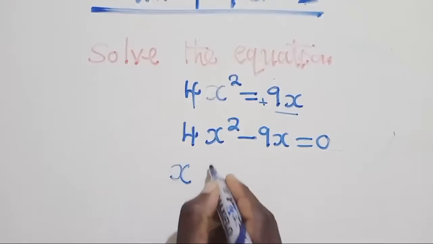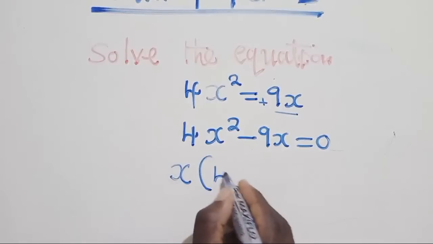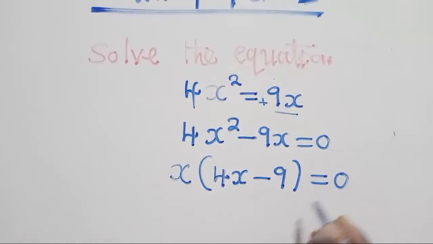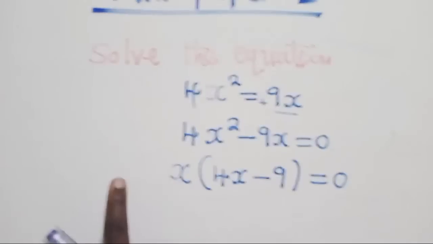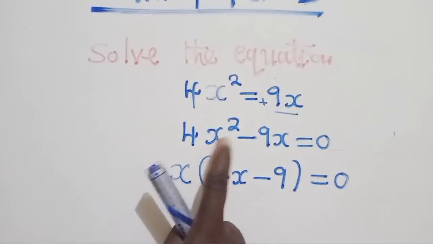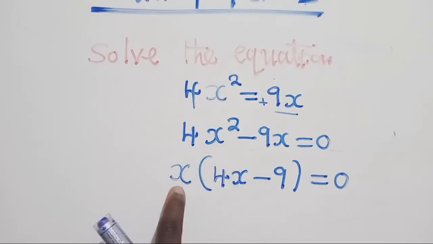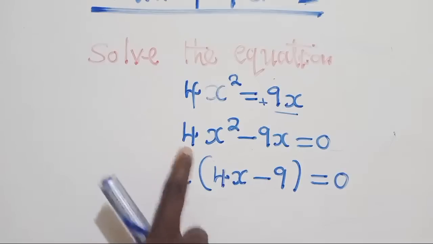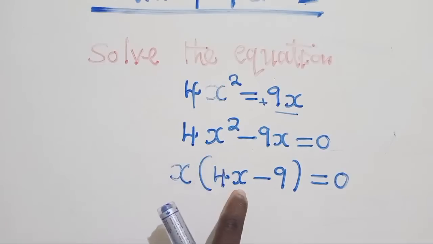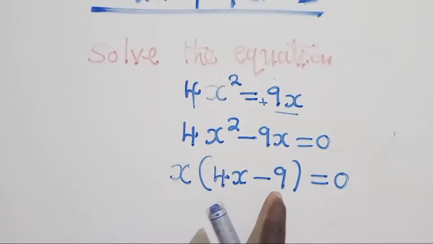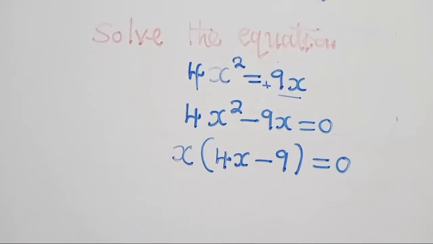The next thing, use the idea of factorization. So we have x, open bracket, 4x minus 9, close bracket, is equal to 0. Hopefully you can see x outside the brackets. There are two x's here. This power 2 shows that there are two x's. So one x is out here. You shall remain with a 4 and one x here. Here there is only one x. When it comes outside the brackets, you remain with a 9. That's all.